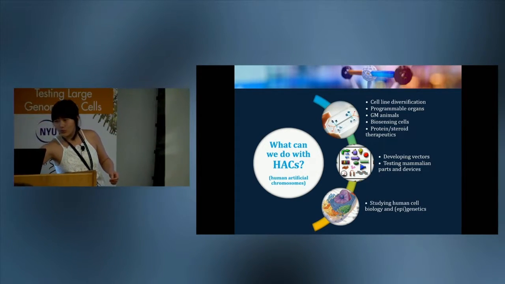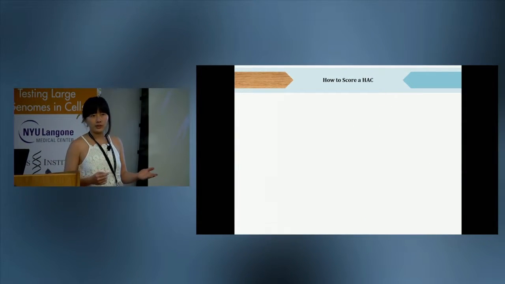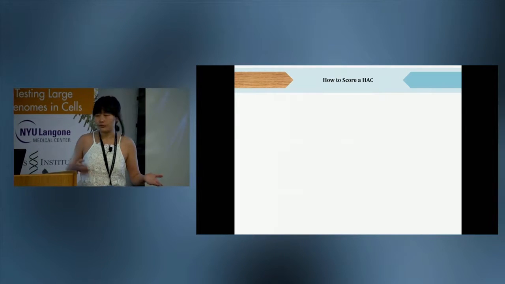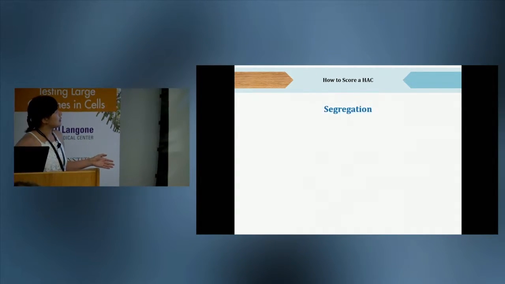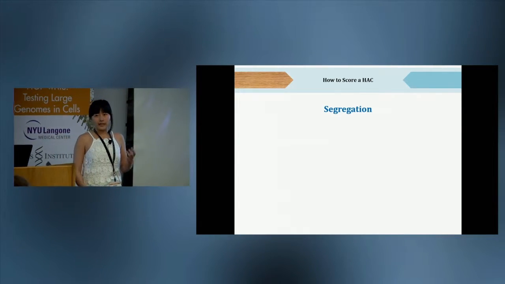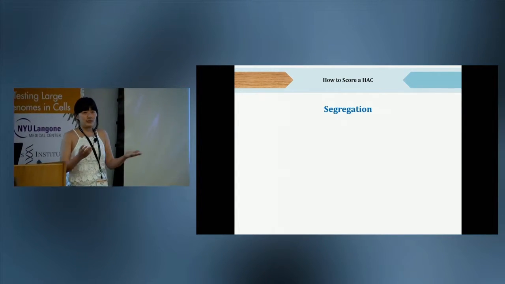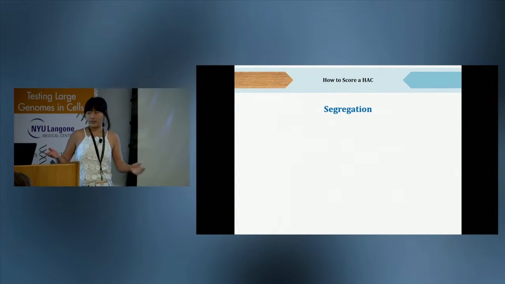And so what makes a good HAC? In terms of building a synthetic genome, what do we need to do with a HAC before we can do that? There's a way to score HACs, and I'm going to go through the criteria. The first really important thing is segregation: having a HAC that's centromere competent. This is the core of chromosome biology. If you can't segregate your HAC, it doesn't work.